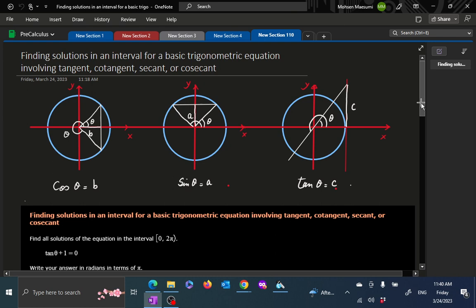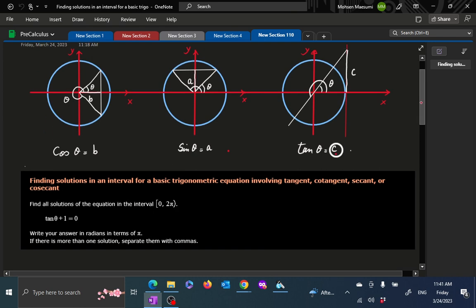For the case of tangent, it's a bit different. We are going to draw a tangent line at the right end of the circle. Whatever tangent value is given to us, say it was given like 1.5, we draw this line segment so that its length is equal to this number. We connect that point to the origin and keep going, so we get two intersection points. The two angles that are solutions of this equation between 0 and 2 pi are the two angles that you see drawn here.